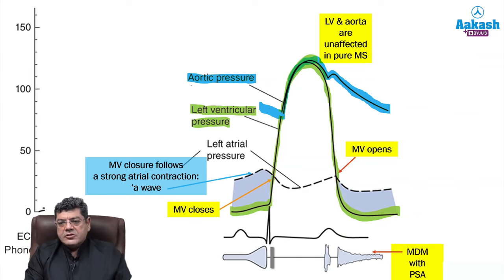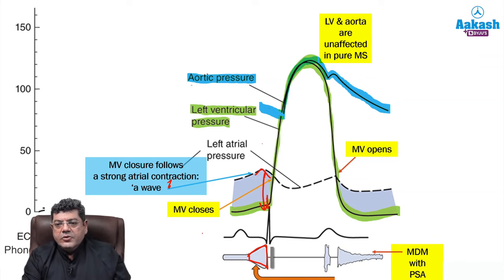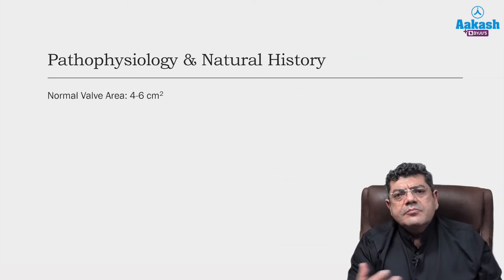Okay. So that's your mid-diastolic murmur with presystolic accentuation. That's the presystolic accentuation right there, this phase, and it's because of this strong atrial contraction, right? That's the reason for the presystolic accentuation of the mitral stenosis murmur, right? Okay. So how does it progress?